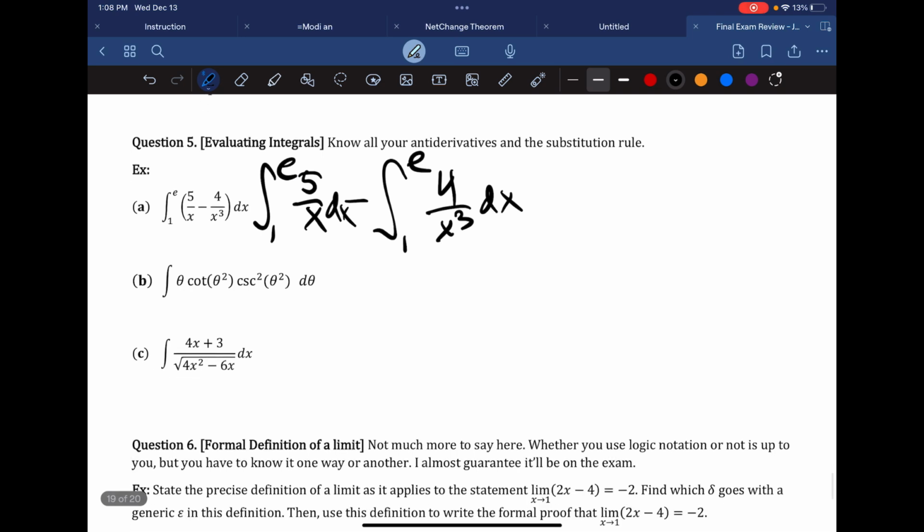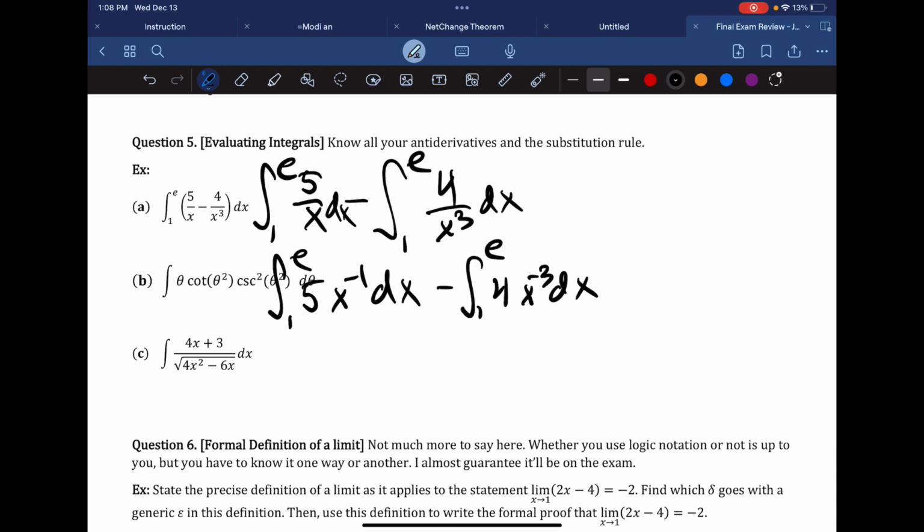So for this first one, I always like to rewrite it, so we rewrite this first one as 5 times x to the negative 1 dx minus 4 times x to the negative 3 dx. And another thing we can do is we can bring these constants out in front.